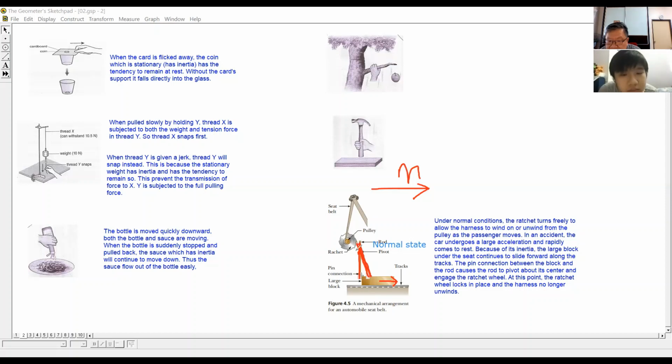When the rod is tilted, it will block the ratchet here. It goes into one of the gaps inside the ratchet, and this will prevent the ratchet from rotating. When it prevents the ratchet from rotating, the seat belt will not loosen. The seat belt is locked in that position during the accident or when you step on the brake.